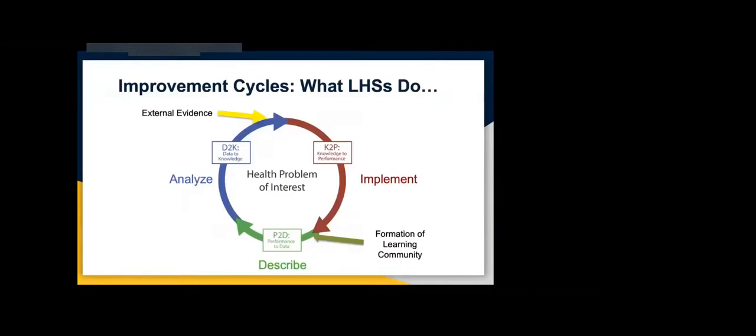Emily has already mentioned this slide. This is the improvement cycle. It is what learning health systems do. The difference between the version of the slide I'm showing you now and the one Emily showed is that in the middle, it just says health problem of interest. This illustrates that learning health systems really can be applied to any problem. We are talking about in this webinar how it applies to out-of-hospital cardiac arrest, but any health problem can be addressed by learning health system methods. Next slide, please.